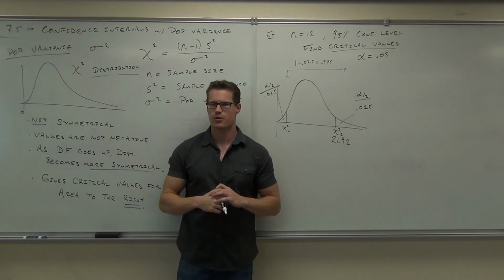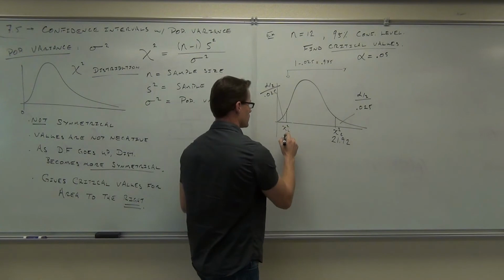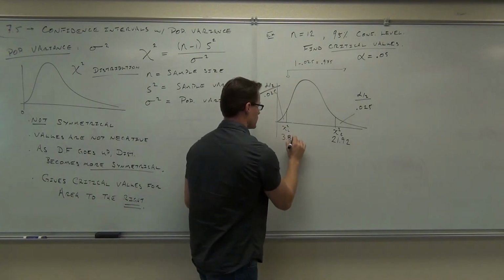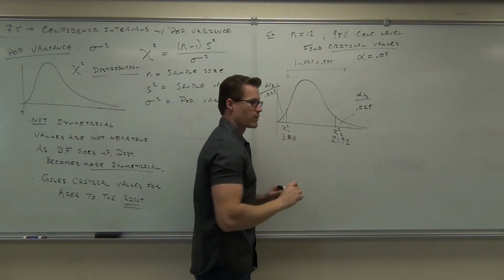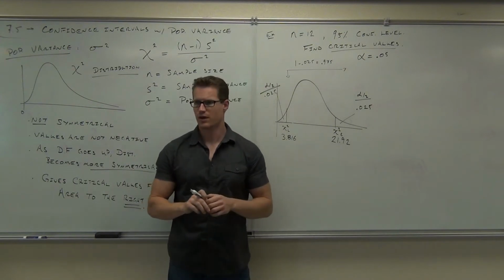What's it say? Look that up for me. Look up your degrees of freedom for 11. Look up your 0.975 and tell me what it is. 3.816. 3.816? You ever find 3.816?